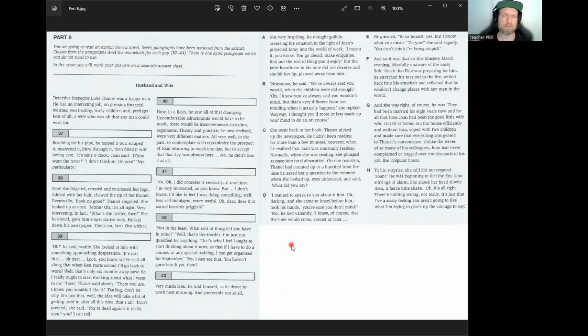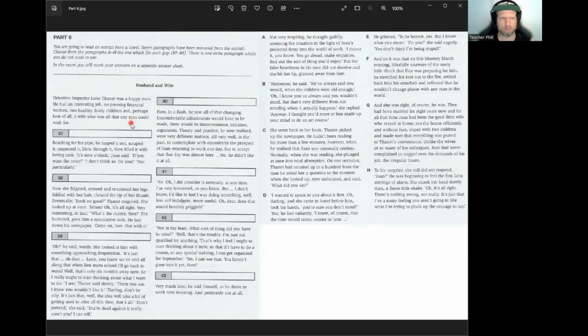Knowing these things can be extremely helpful when you want to match the paragraphs, because if a paragraph fits nicely between two of the other paragraphs in terms of what it talks about, that's already half of what you need. So for example, let's get started with the very first one. It says here, Detective Inspector Luke Sennett was a happy man.